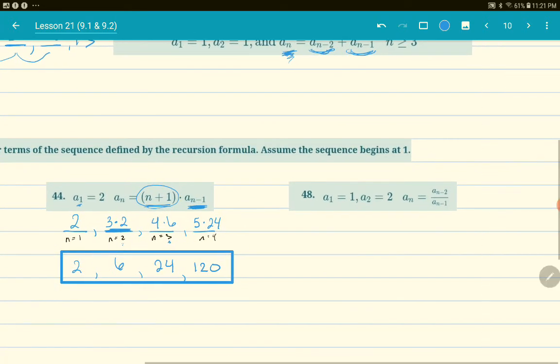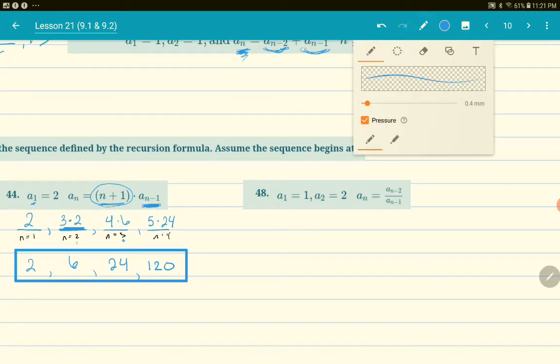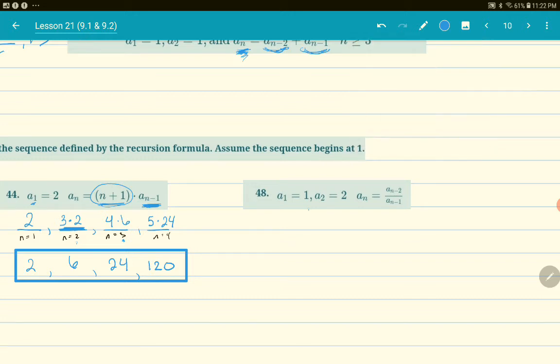Going on to number 48. In this one I'm given the first two terms already. I have 1 and 2 as my first two, and I just have to find the next two. It says take the previous term as the denominator and the term before that as the numerator. So the next one is 1 over 2. For my next term, I go 1 back to get the denominator, which is 1/2, and I go 2 back to get the numerator, which is a 2.